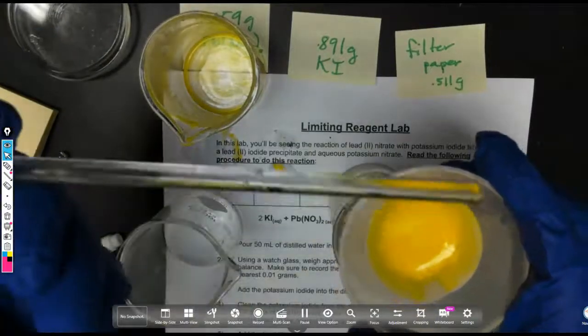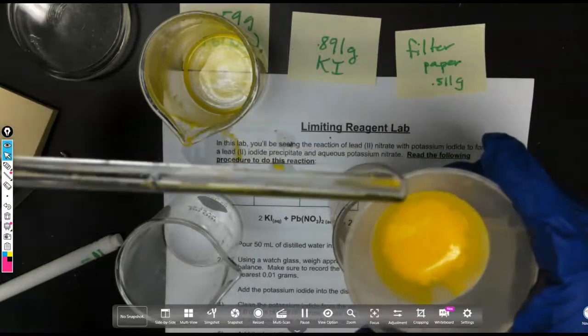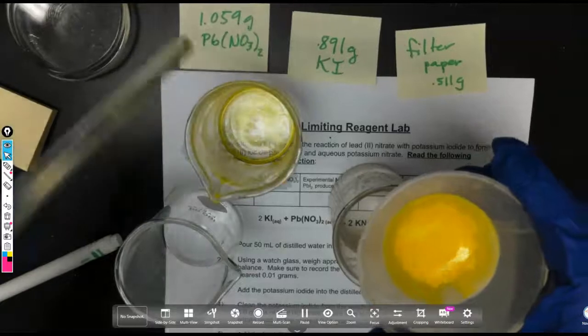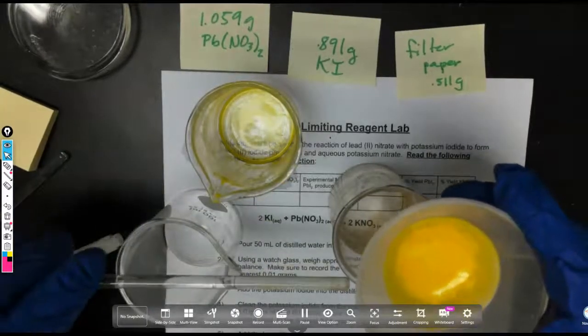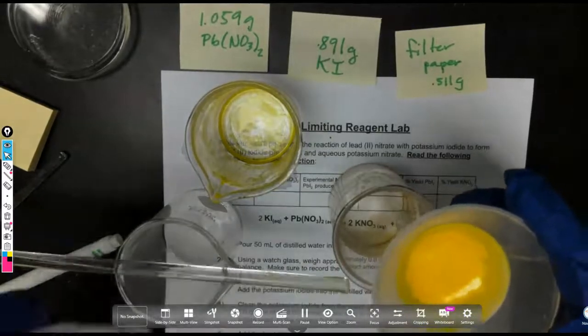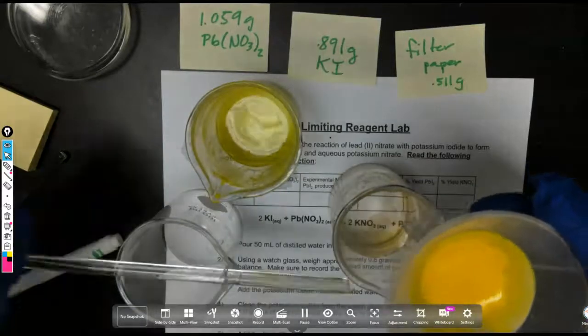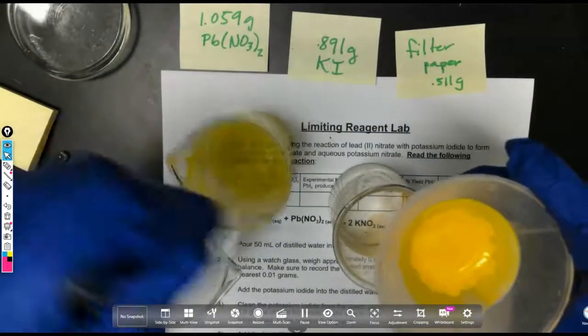What you might also notice is that my stir rod has a very small amount of yellow particles on it, but you also might notice that my original beaker still has some yellow particles in it, and I really want to get those out. So I'm going to go ahead and pour a little bit more water in here and mix that with the yellow particles that are still stuck inside the beaker.